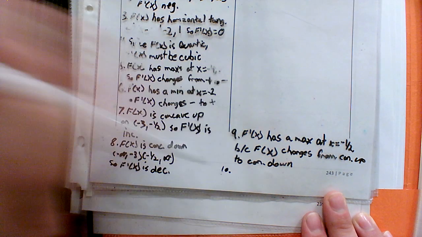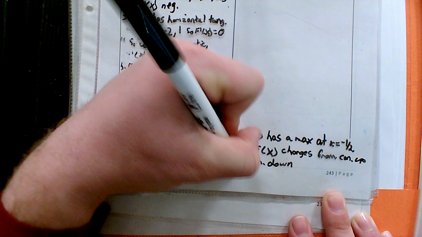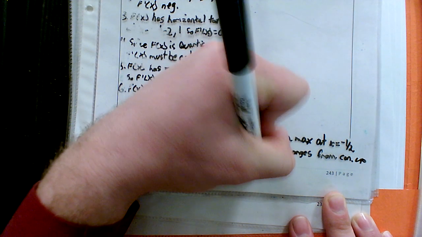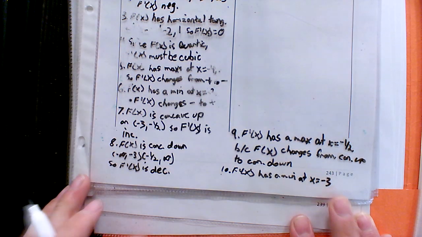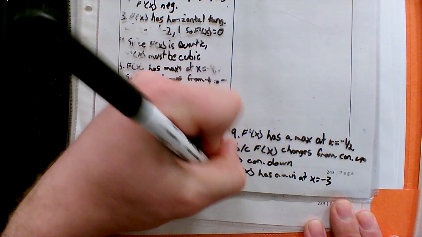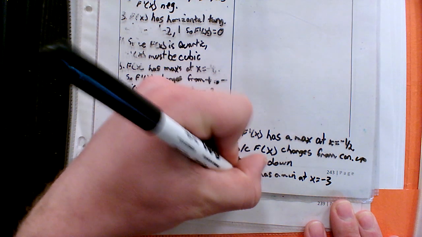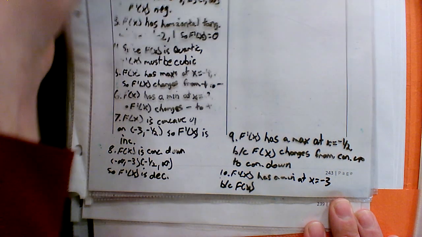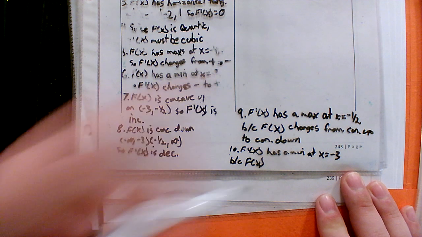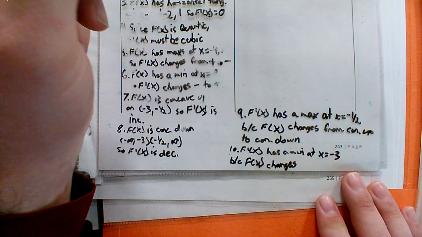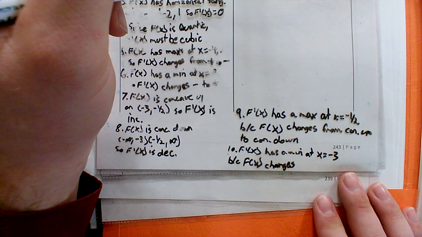And lastly, for this one, f prime of x has a min at x equals -3 because f of x does what again? Changes from concave down to concave up.